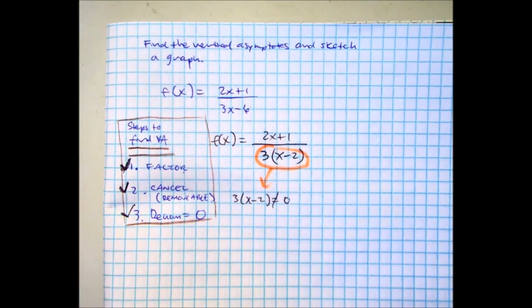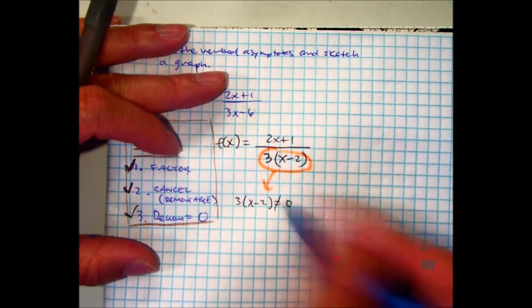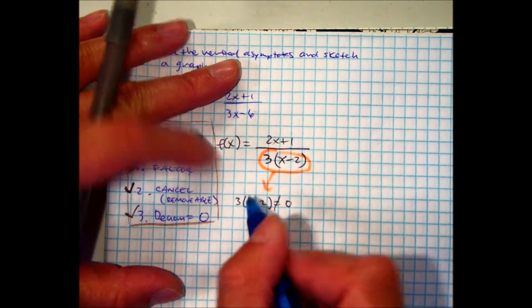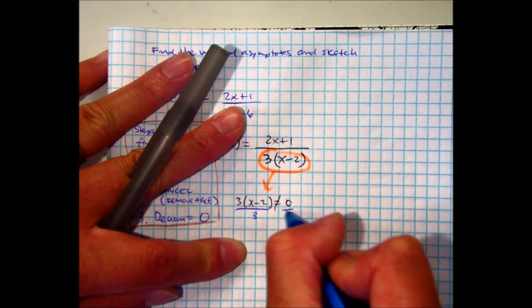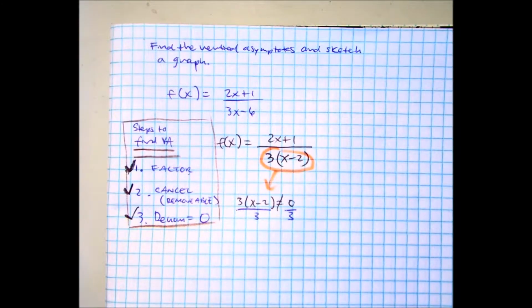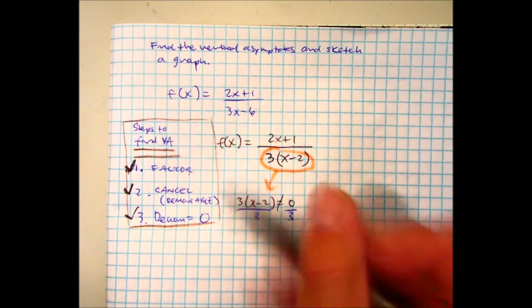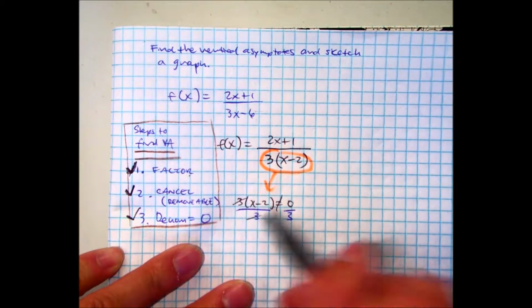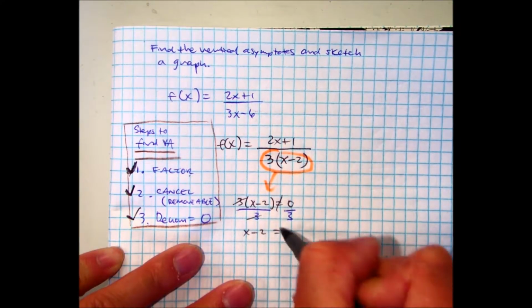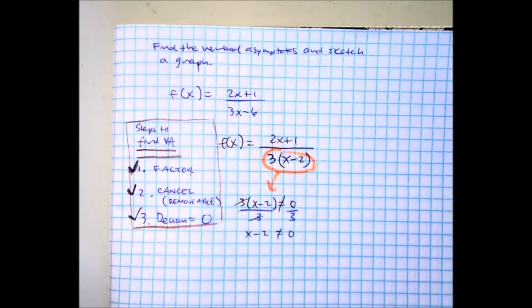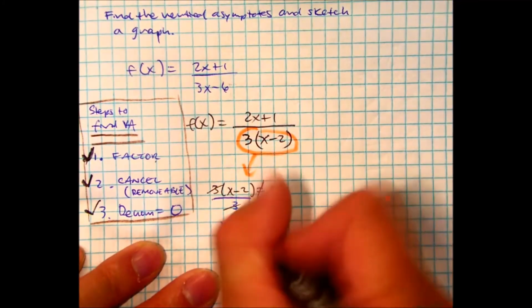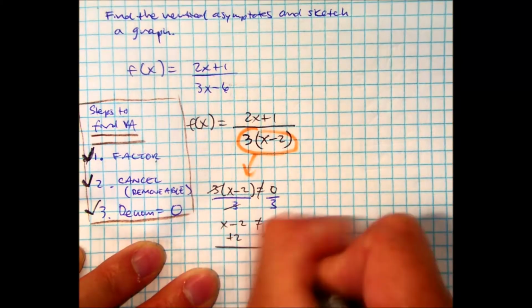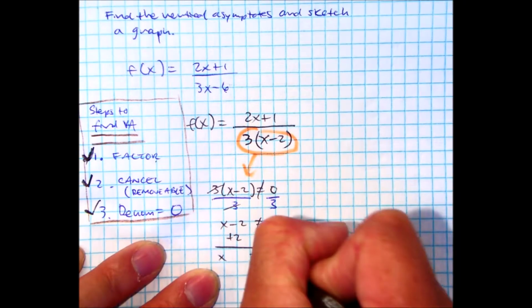So if I needed to solve this, do you have to distribute there? No, you could just divide by 3, can't we? What's left? X minus 2 is not equal to 0. And to move that 2 over, you just have to add 2. So I have x is not equal to 2.